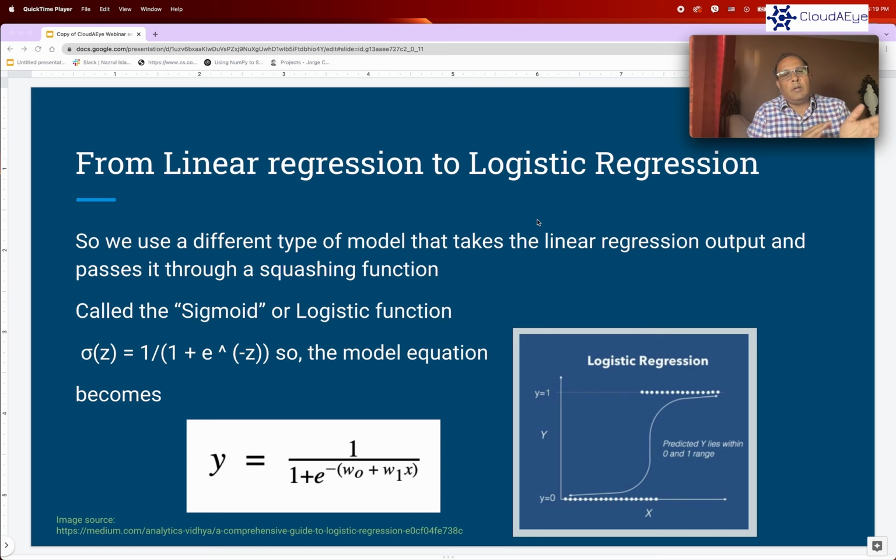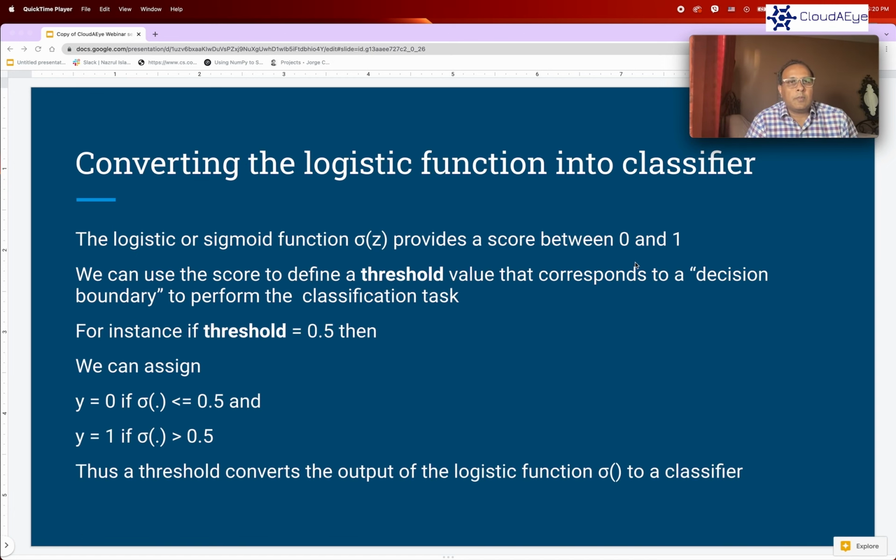Previously, when we looked into our linear regression model, our model was straight y equals beta 0 plus beta 1 plus all of these coefficients, right? Here, instead of doing that, we are passing it through this sigmoid function, so that instead of this line, we have this S-shaped curve, okay? And once we fit this model, the sigmoid function provides a score between 0 and 1, and we can use the score to define a threshold. And then from that threshold, we can build a classifier.